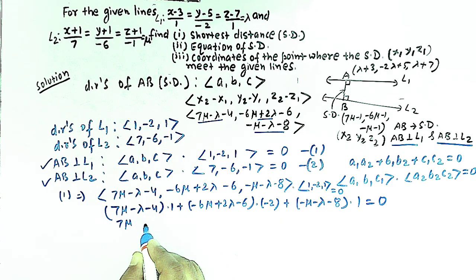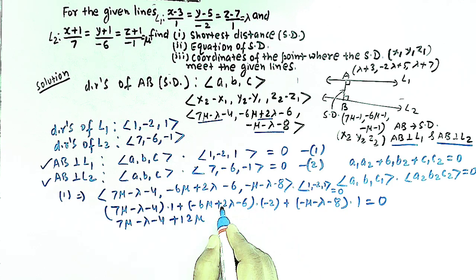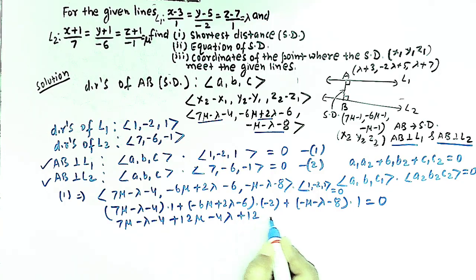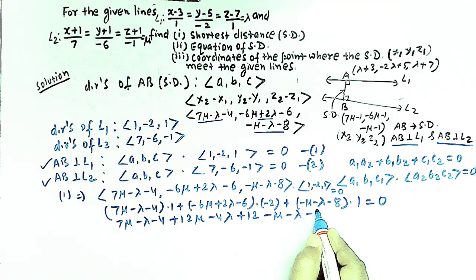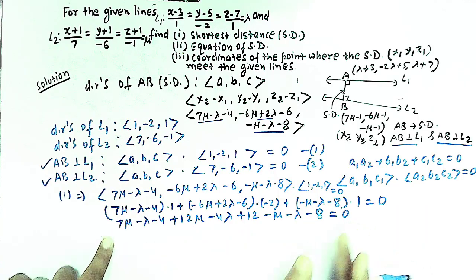So we have 7 mu minus lambda minus 4. Here we have plus 12 mu, and then we have minus 4 lambda plus 12, and then here we have minus mu minus lambda minus 8 is equal to 0. So now let us simplify this expression.